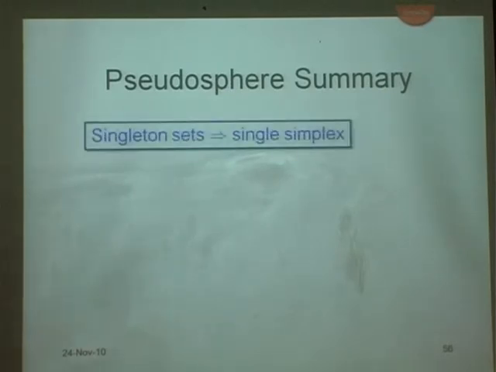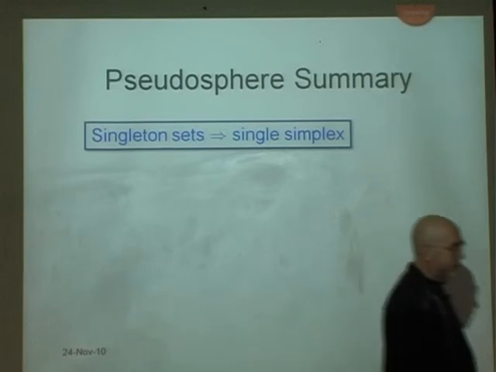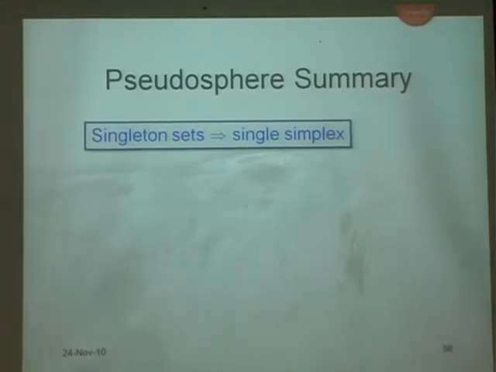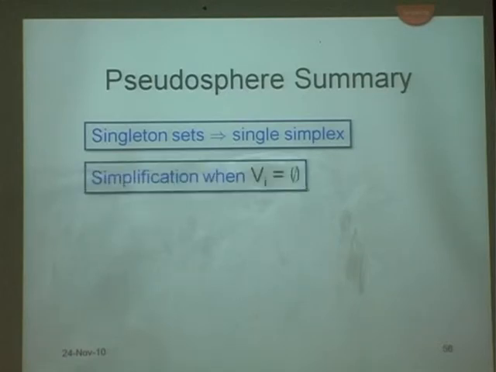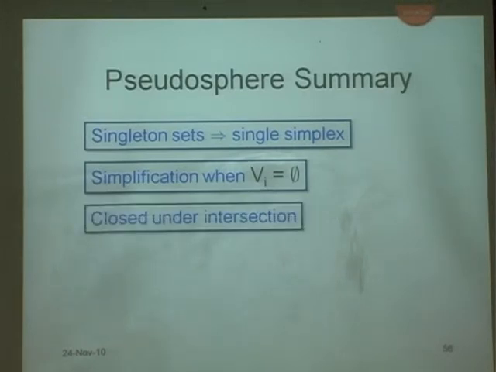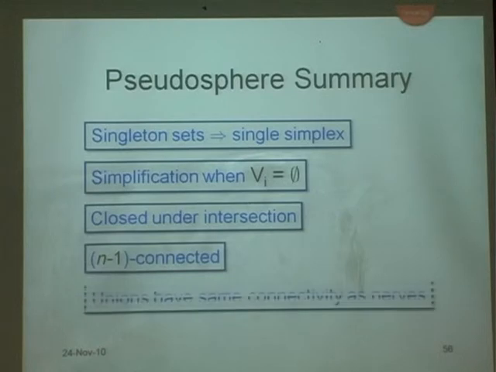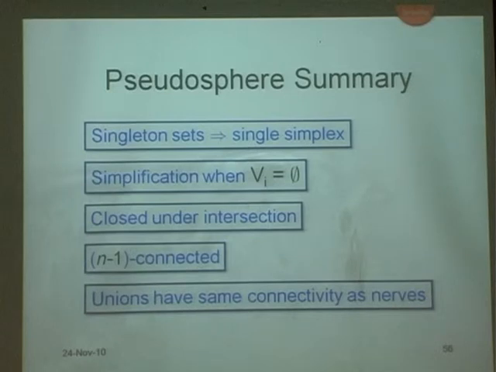Okay, so let's summarize what we did with pseudospheres here. If all the sets are singletons, then we have a single simplex. If any of the sets are empty, then we can just throw them out along with their matching processes. They're closed under intersection: basically, you move the intersection sign inside the pseudosphere symbol. And they're n-1 connected, and the unions have the same connectivity as the nerves of the base sets. Given all of this, we'll be able to move ahead.